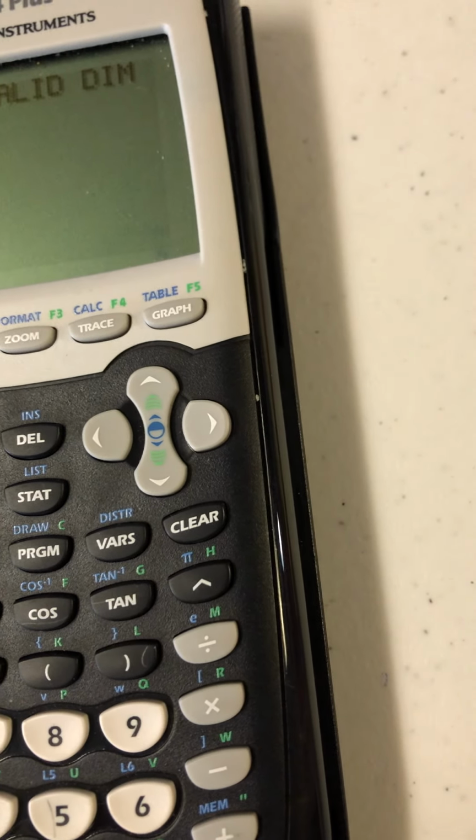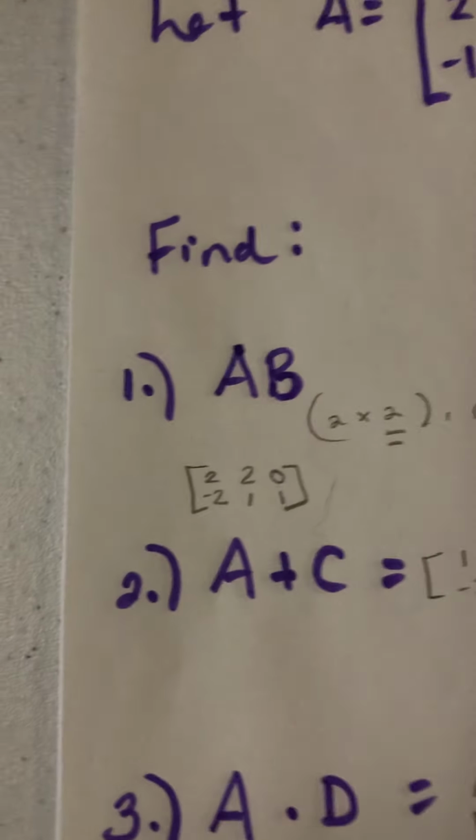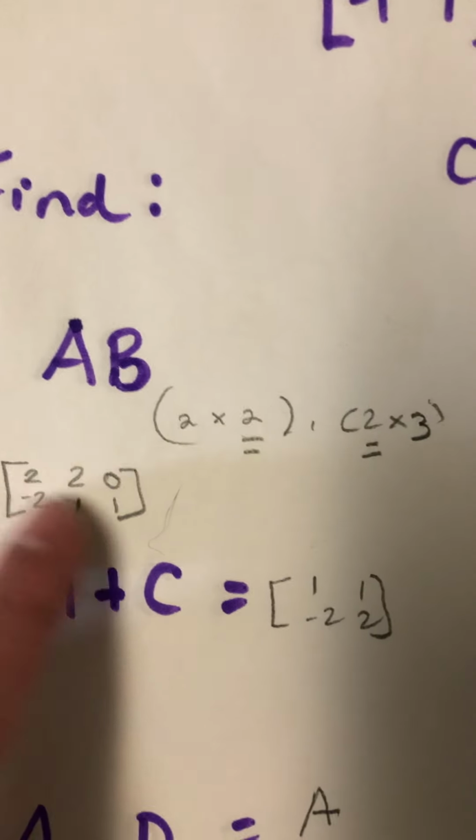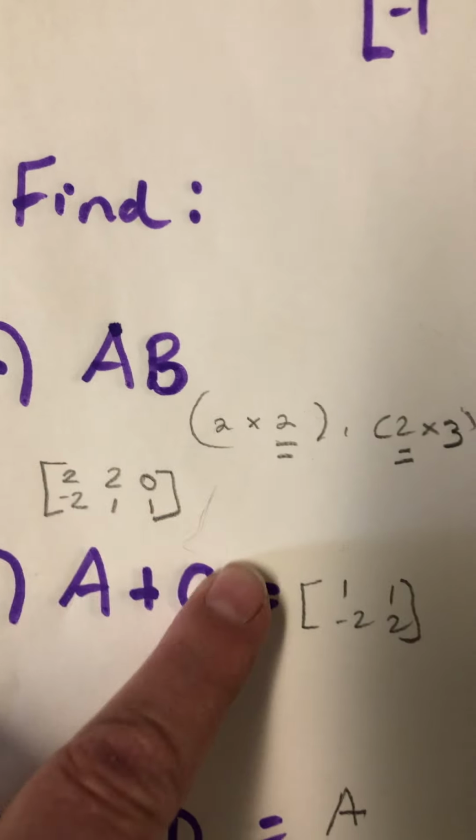A times. Oh, you know why? That makes sense now. Silly me. So this does not exist. All that extra work for nothing. Because you have here a matrix that's not a square matrix. It's a 2 by 3.